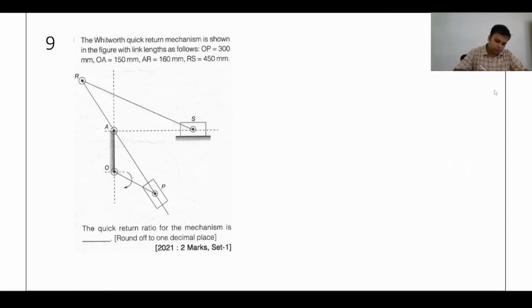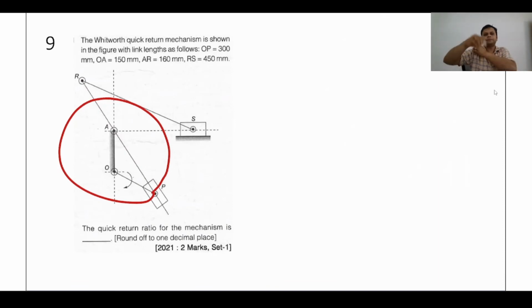Now, what is going to happen is that this crank is going to rotate. The link OP is going to rotate. I am calling it crank because it is making complete rotation. So the link OP will rotate and the slider will slide in the extended arm AR.